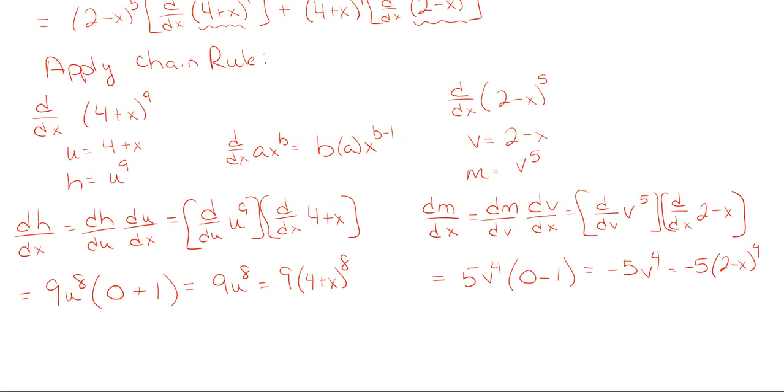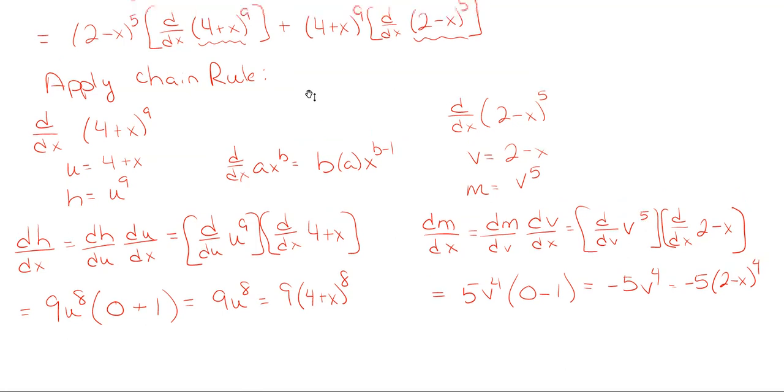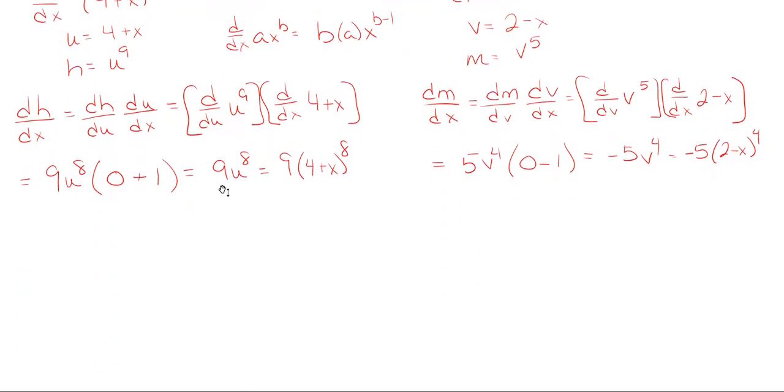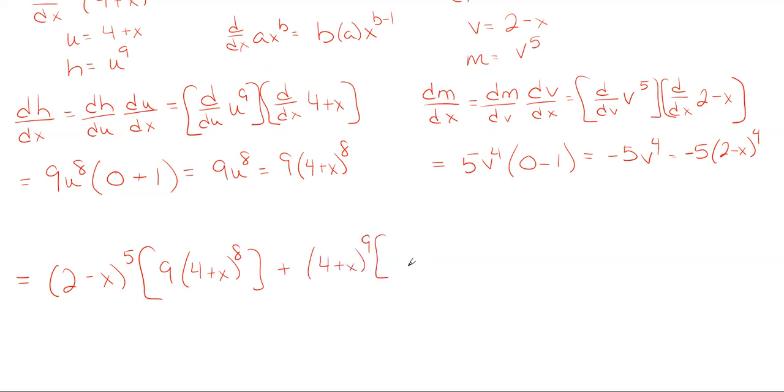All right, so now I'm going to take both of my chain rule solutions and plug them back up into the original equation up here. And I end up with a long expression of 2 minus x to the 5th, all that multiplied by my dh dx, which is 9 times 4 plus x to the 8th, plus 4 plus x to the 9th, all that multiplied by my dm dx over here, of minus 5 times 2 minus x to the power of 4.